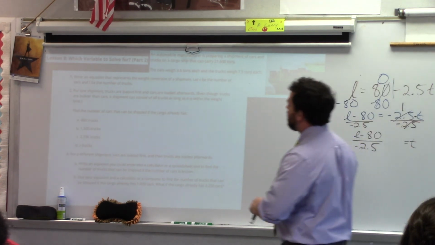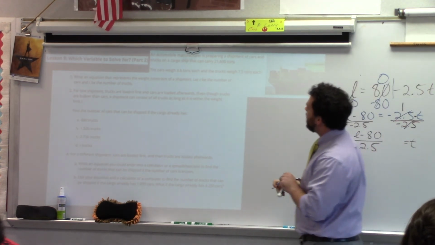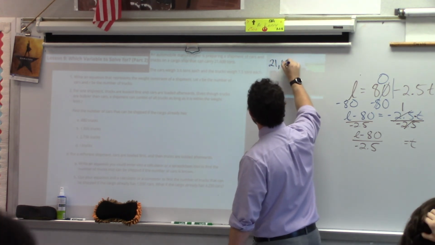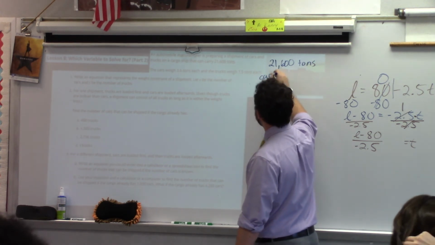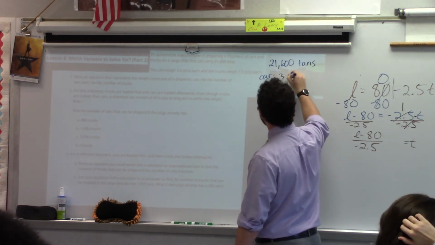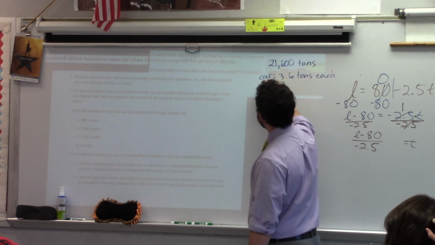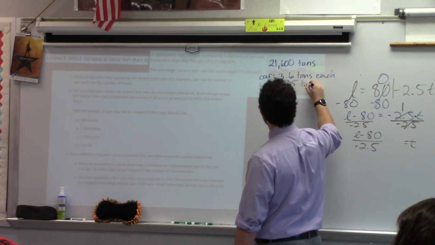So when I look at number 1, if we remember, we have a manufacturer that's preparing a shipment of cars and trucks, and it can carry 21,600 tons on the ship. Each car weighed how much? 3.6. Okay? Each, right? And each truck was 7.5 tons.